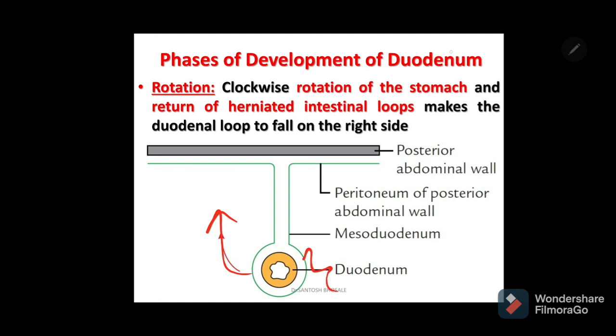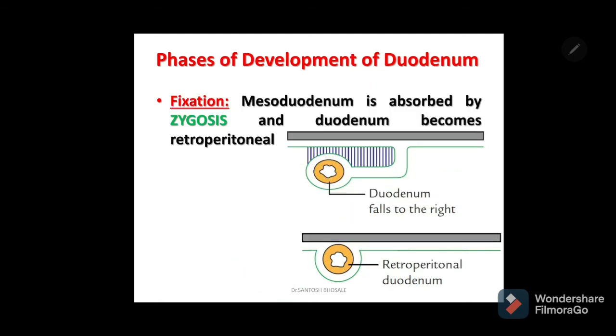Just remember that the duodenum undergoes 90-degree clockwise rotation or rightward rotation just like the stomach, due to rotation of the stomach and return of the herniated contents from the physiological hernia around the 10th week. So these things make the duodenal loop fall on the right side. And then there will be fixation. The right part of the mesoduodenum, which is in contact with the posterior abdominal wall, disappears by the process called zygosis.